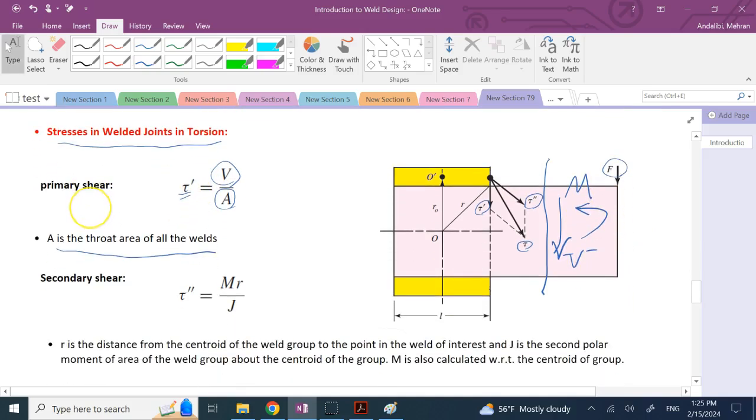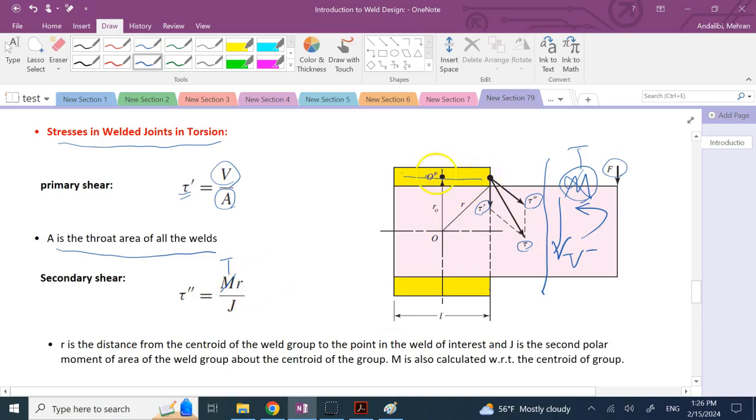The second one is coming from torsion directly, and that is TR over J. In this case, T is the same as M, so you can call this T if you want. T is the torque at that point, or the torsion, so that is the same as this M, again, if you want to call it. And that comes from your bending moments. In this case, it is going to create a torsion because these are in the same plane with the beam, so it creates torsion on those.